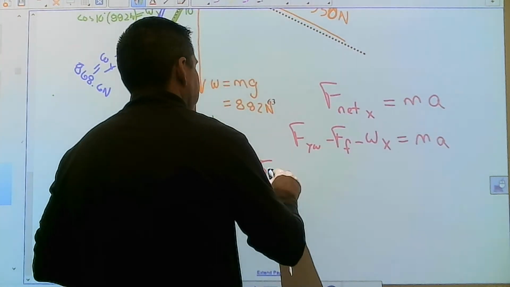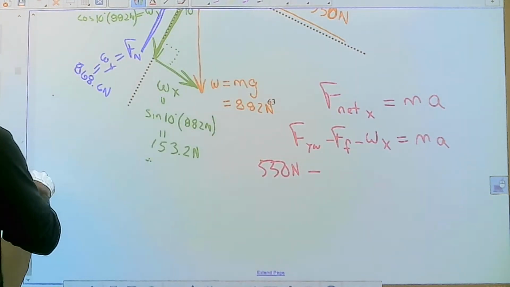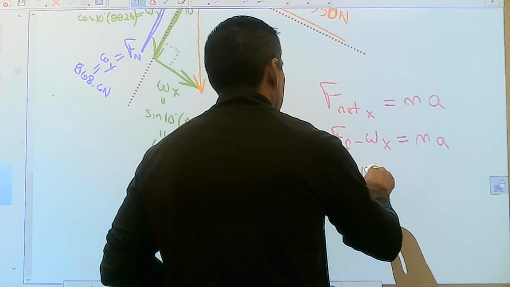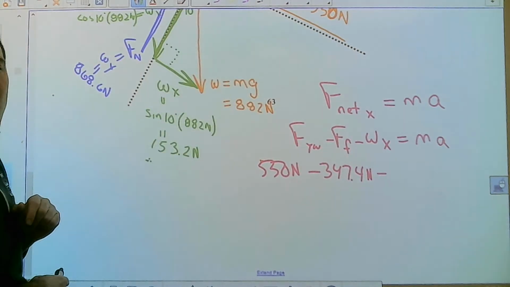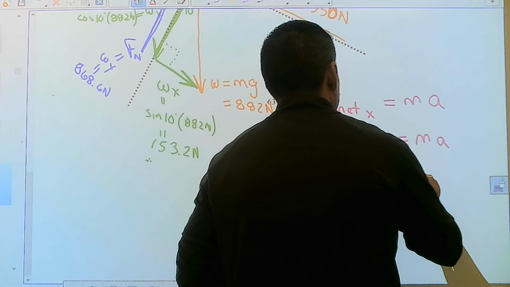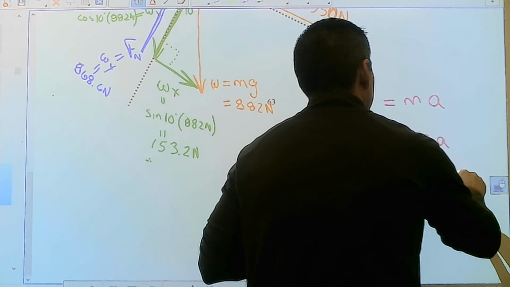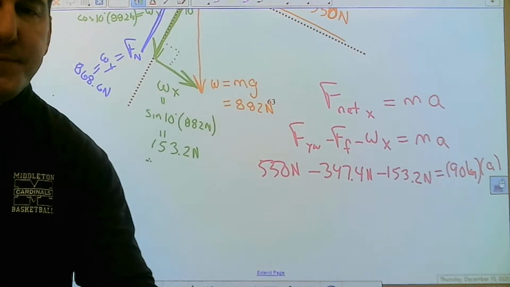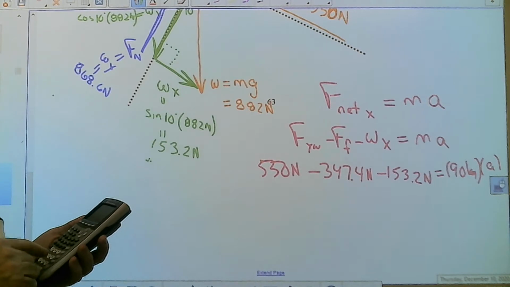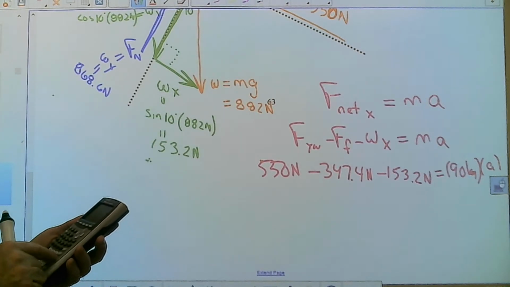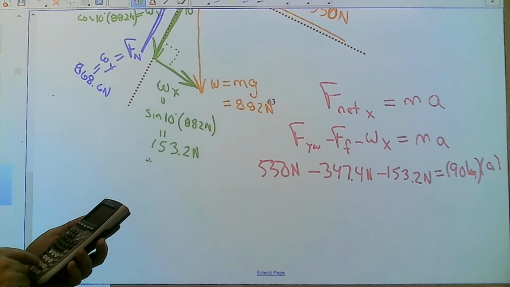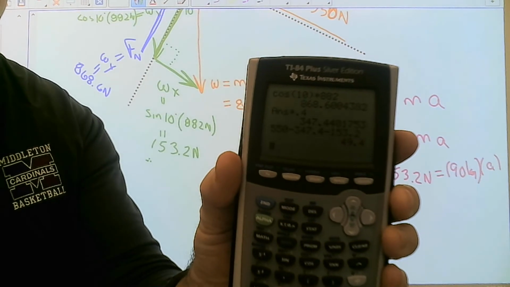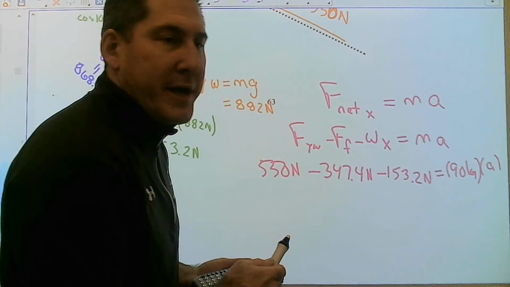So I got 550 newtons. The friction force is 347.4. The x component of my weight is 153.2. The mass is 90 kilograms, and we're looking for the acceleration. So I got 550 minus 347.4 minus 153.2 for a grand total net force of 49.4. Give or take a little bit for rounding, obviously.